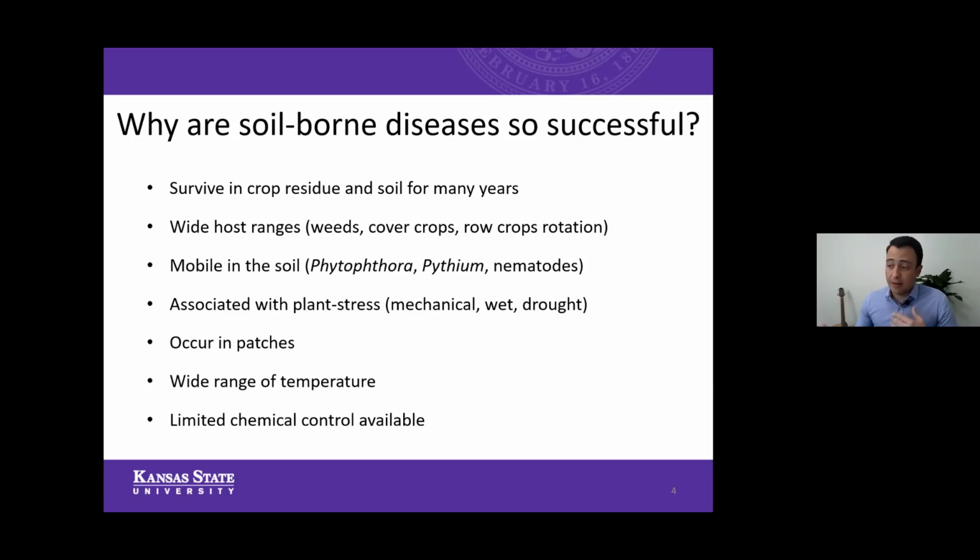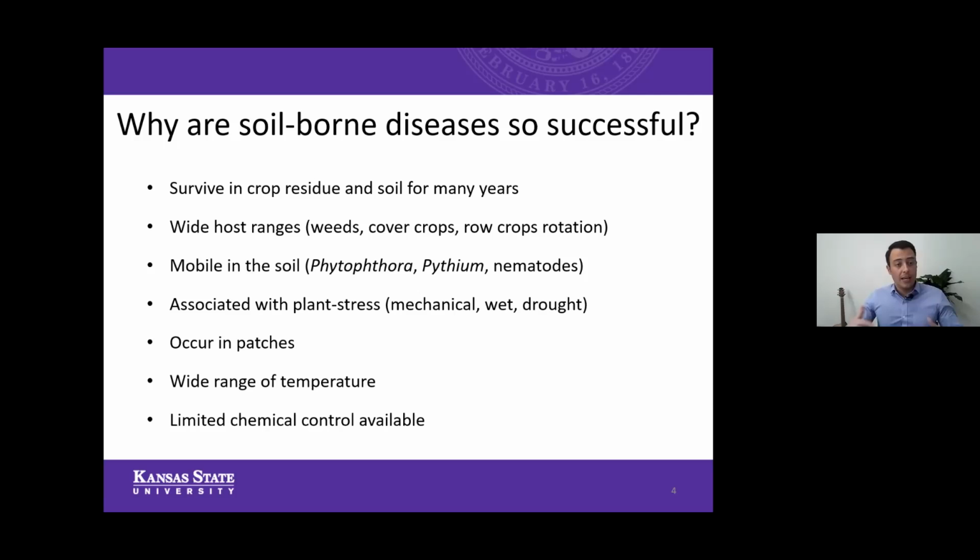Those diseases are associated with plant stress, which can be not just mechanical, like driving a combine or a sprayer through the field, which will cause some wounds in the roots. It will open a wound for infection and colonization by those pathogens. Wet and dry conditions, though they're opposites, may also favor the development of certain of those soil-borne diseases.